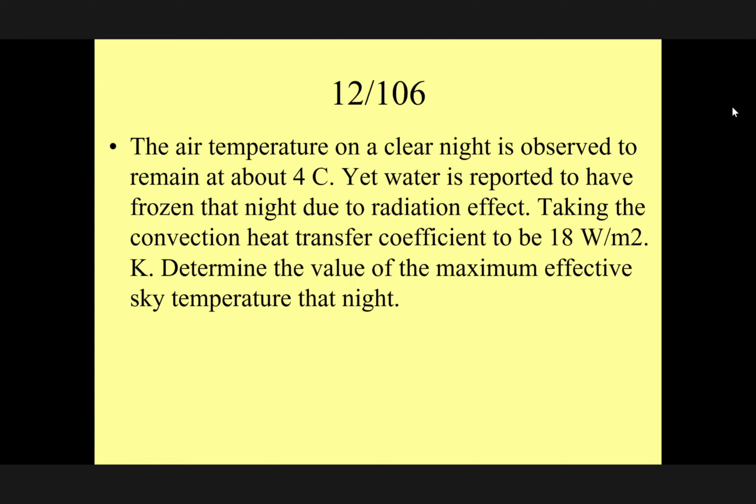Now, what we're trying to do: the air temperature on a clear night is observed to remain at 4 degrees. Therefore, we have water outside. And when we wake up, we can see the water is frozen. We look at the weather, and the temperature of the air is 4 degrees. The question here is how on earth the water can be frozen when the temperature of the air is around 4 degrees. How can you explain this to me?